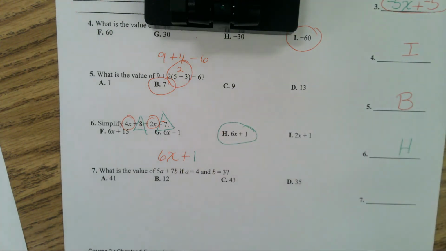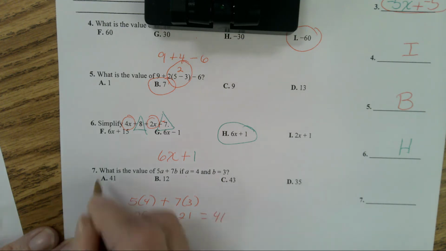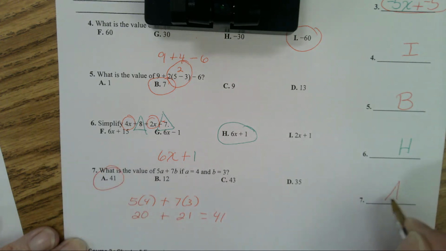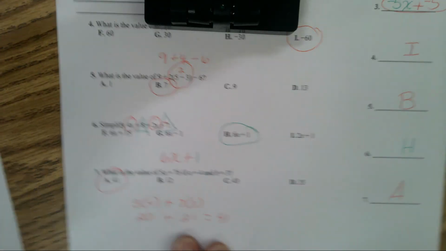In number 7, it says to replace A with a 4, so that's 5 times 4, and b with a 3, 7 times 3. 5 times 4 is 20, plus 7 times 3, 21. 20 plus 21, 41. Answer choice A. Now let's go to the back of this worksheet.